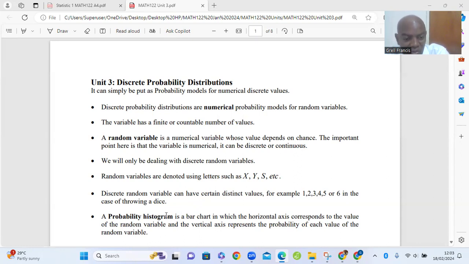Now, a probability histogram is a bar chart in which the horizontal axis corresponds to the value of the random variable, and the vertical axis corresponds to the probability of each value of the random variable.